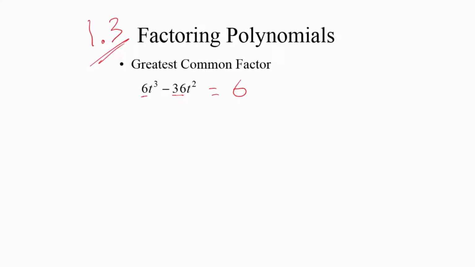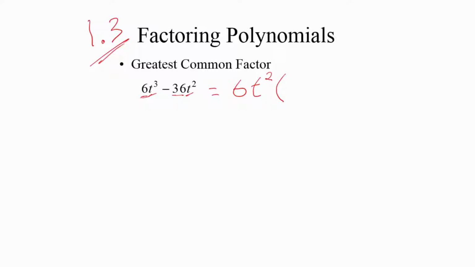6. Now between t to the third and t squared, what is the common factor? The answer is t squared, because t to the third divided by t squared is t, and t squared divided by t squared is 1. So 6t squared would be the common factor between those two.